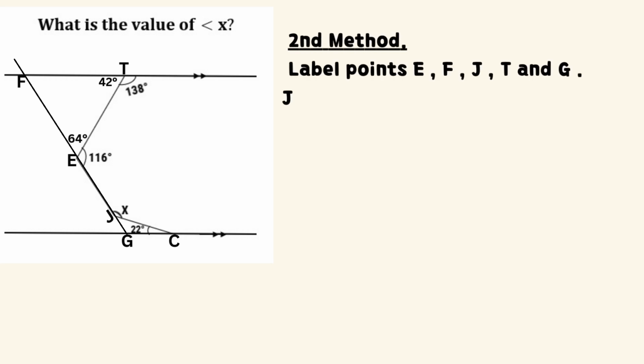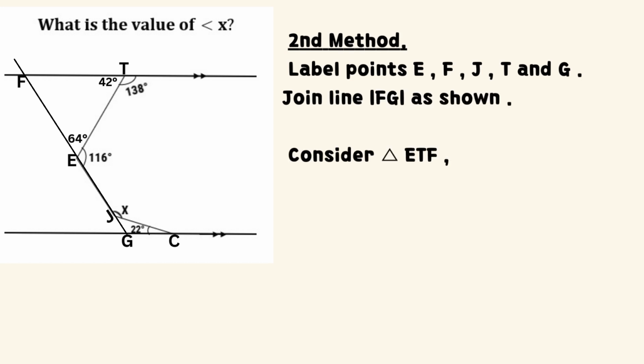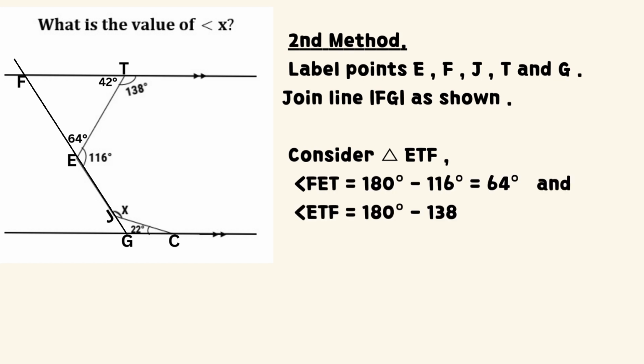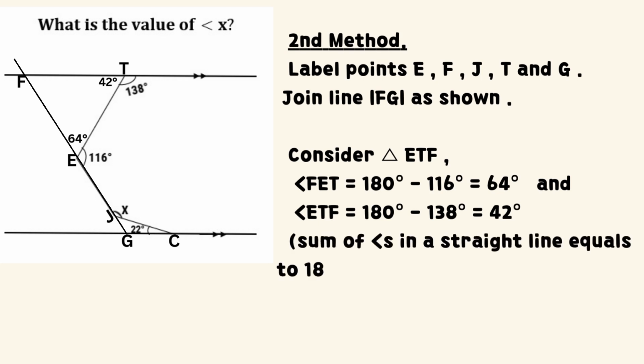Second method. Label points E, F, J, T, and G. Join line FG as shown on the screen. Consider triangle ETF. Angle FET equals 180 degrees minus 116 degrees, which equals 64 degrees. Also, labeled angle ETF equals 180 degrees minus 138 degrees, which equals 42 degrees. It is because the sum of angles in a straight line equals 180 degrees.